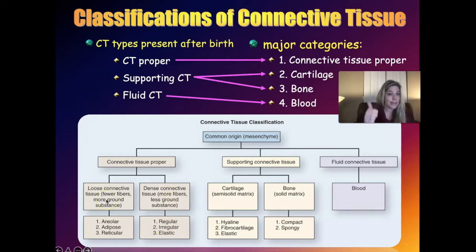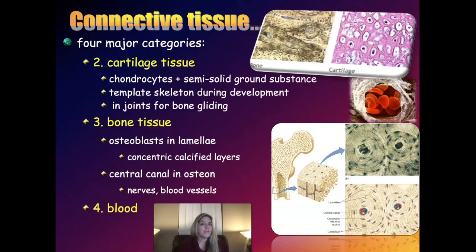One side of the chart in the bank. So now that we've taken care of that left side of the chart, we've gone over connective tissue proper, broken into loose and dense connective tissue. We can now start going over the rest of the chart.